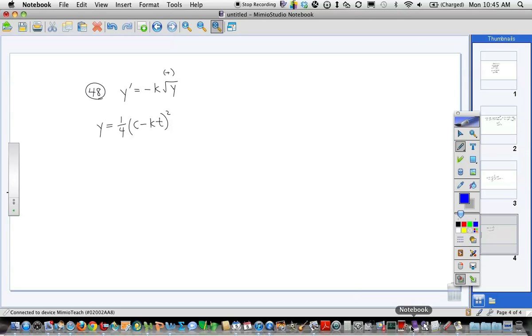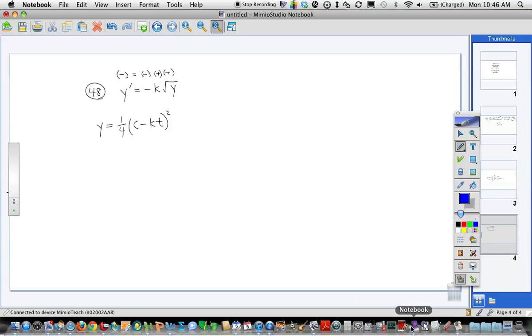So square root of Y has to be positive because Y is the depth, it has to be positive. Y prime has to be negative because Y is decreasing, so therefore Y prime has to be negative. All right, we already have this negative in the problem. So what's that leave us for there to be an equivalence here? What's K got to be? K's got to be positive for the two sides to both come out negative. That would be the description I would want you to say.